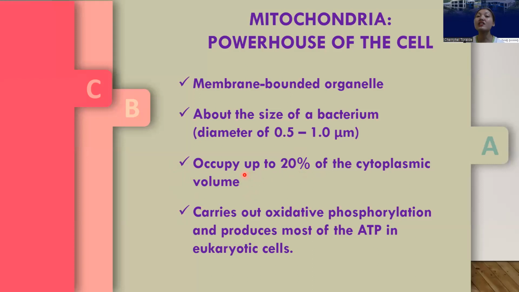So, what are the activities of the mitochondria? It actually carries out oxidative phosphorylation and produces most of the ATP in eukaryotic cells. When you say oxidative phosphorylation, you need oxygen to make ATP. It attaches one phosphate group to the ADP, using the electrons from the NADH and FADH2, which you will learn in the mechanisms of aerobic respiration in the next lesson. Okay.